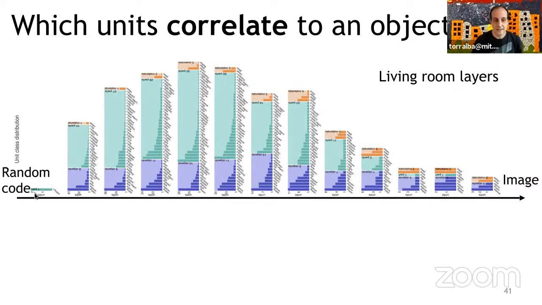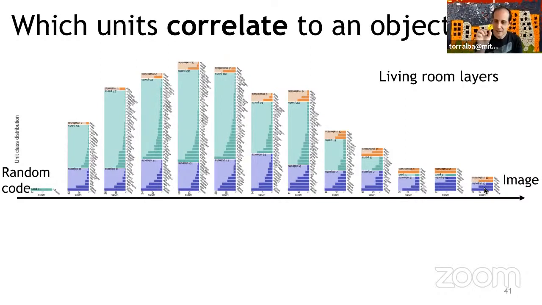So we find that at the beginning, there are no concepts. That makes sense because it's too close to the random code. It's just trying to reorganize the random code. It hasn't really had time to generate any specific concepts. At the end, there are also very few concepts. And that also makes sense because you are too close to the pixels. So it's already too late to decide where to put chairs.